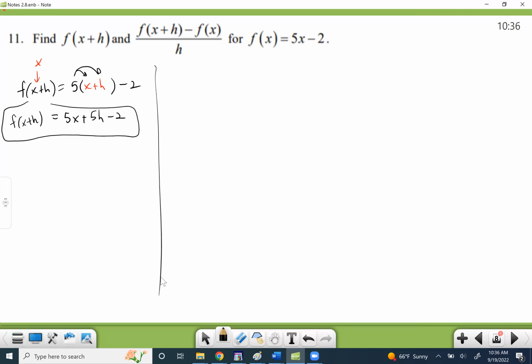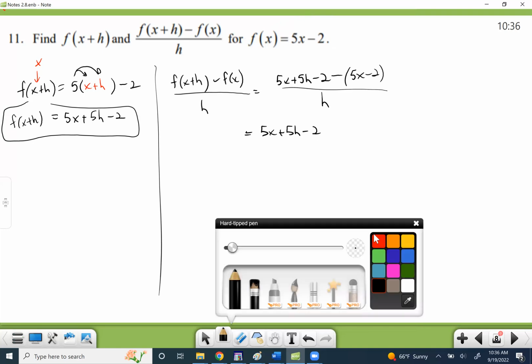So the reason they're having you do that is because now if I want to find f of x plus h minus f of x over h, we've already done about half of that, right? This first part is f of x plus h. Well, we found it. So let's go ahead and write it down. And then minus parentheses. Remember I told you these parentheses are important. Minus f of x. So you're going to take f of x and you're going to substitute that in there. All over h. You're just going to go ahead and distribute the negative.